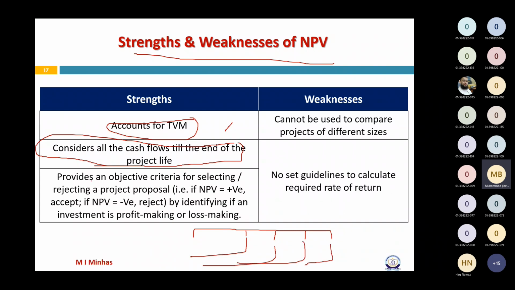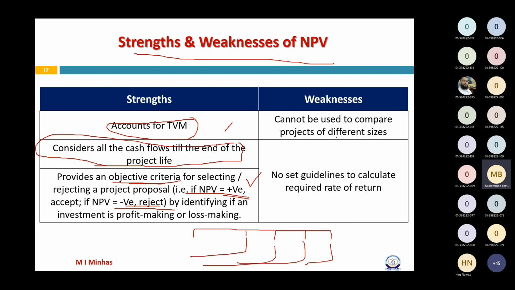Third thing, it provides an objective criteria. Like in case of payback period, what would be the cutoff limit? It was subjective. In some cases, for some people, even 7 years is a good payback period, and for many others in other circumstances, maybe 2 years is a bad payback period, because that was too subjective actually. But in case of NPV, we have a clear-cut criteria: if NPV is positive, select the project. If NPV is negative, reject the project. Correct?